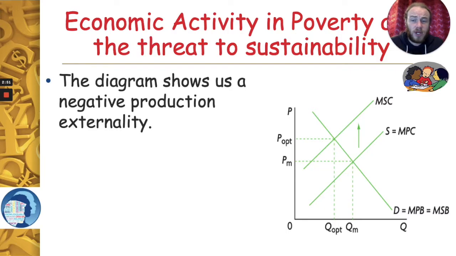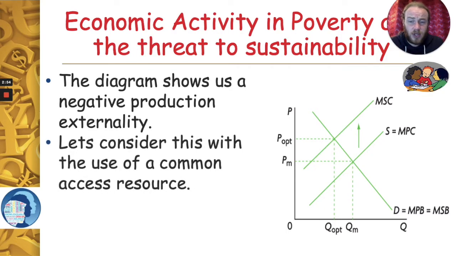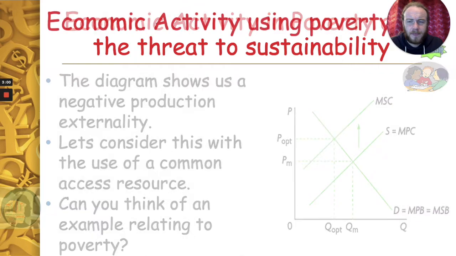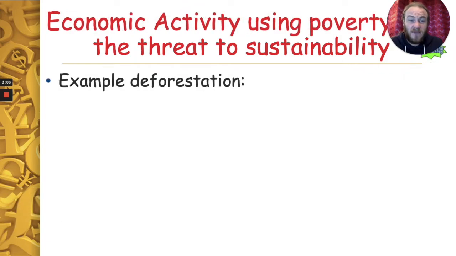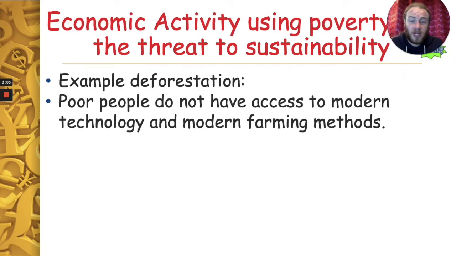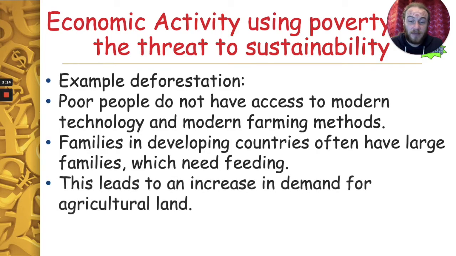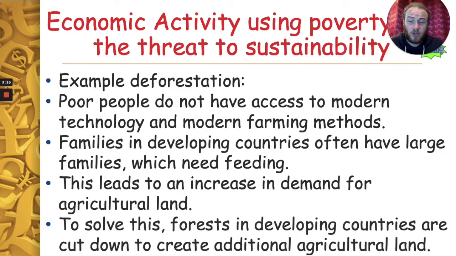Okay, and now looking in relation to poverty, we have our negative production externality diagram again, and look at this for a common access resource. Now, can you think of an example in relation to poverty this time? So, an example of this is deforestation. Okay, poor people don't have access to modern technology and modern farming methods. Therefore, they're operating inefficiently and it's an inefficient allocation of resources. Families in developing countries often have large families that have to be fed, leading to an increase in demand for agricultural land. So to solve this, what they're doing in a lot of developing countries is they're cutting down their forest land in order to create additional agricultural land.